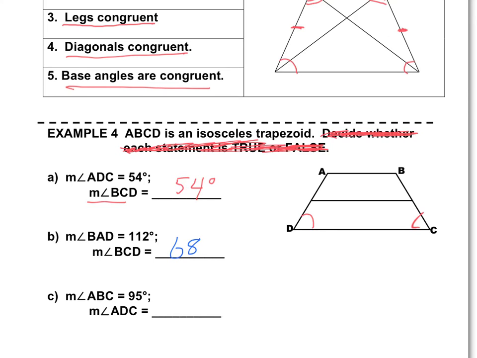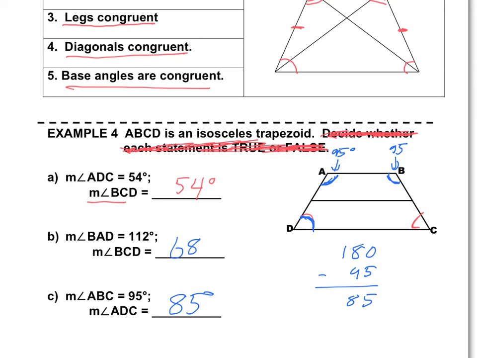Letter C says if ABC, that's this guy right here, is 95, what is ADC? Well, this is just like the problem above it. This is just like letter B. If B is 95, then A is 95. And A and D here have to add up to 180. So 180 minus the 95 makes 85. Yeah. 85.